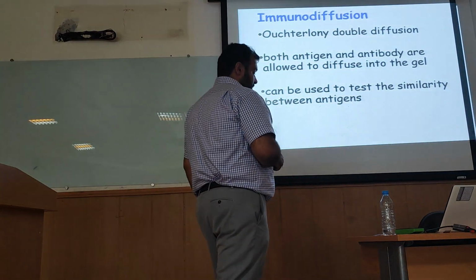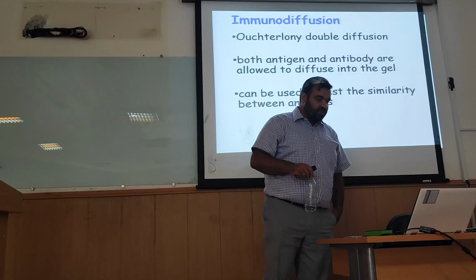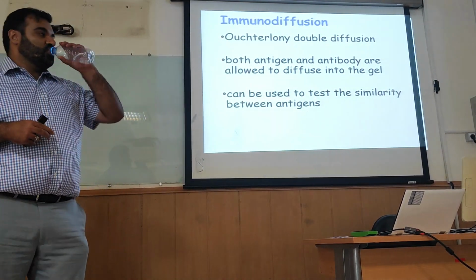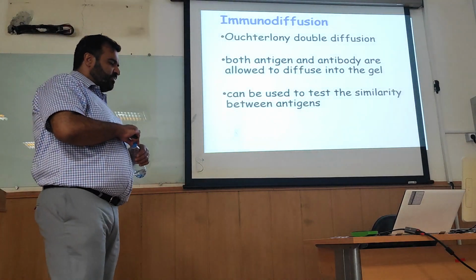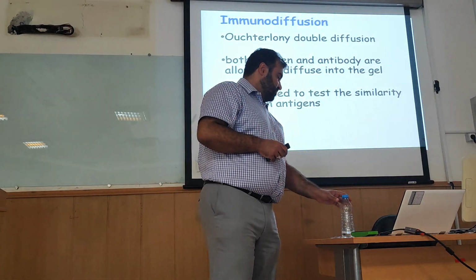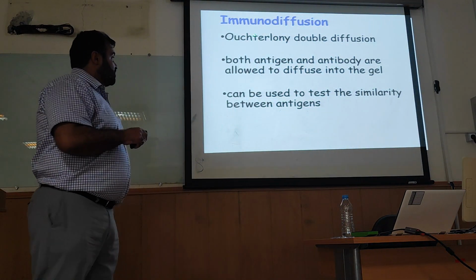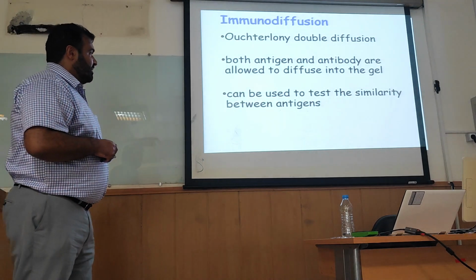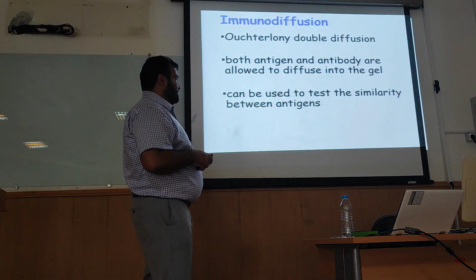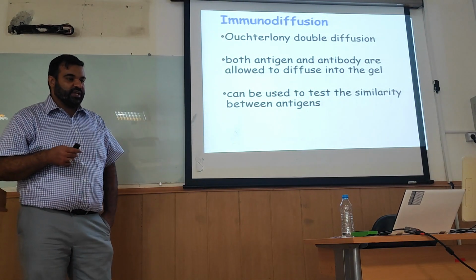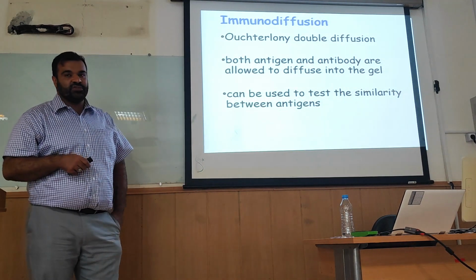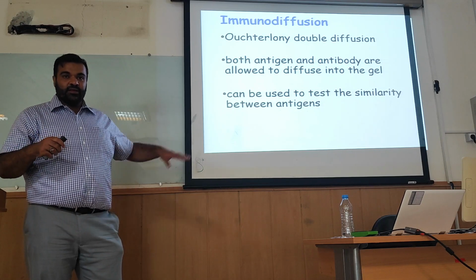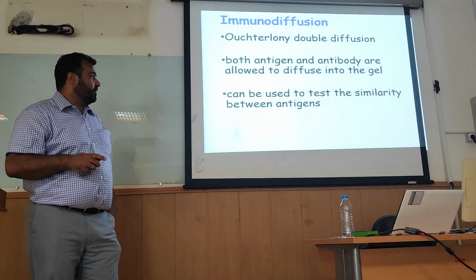Right. So the other test, which is quite interesting, is a little bit more mathematical than the previous ones actually. The previous ones are okay as well. It is immunodiffusion, and one of them is Ochterlony double diffusion. And what will happen in this test is, firstly, we want to check if we have similarity between antigens or not. Remember shared epitope and all that? So this is a test we can do, okay?